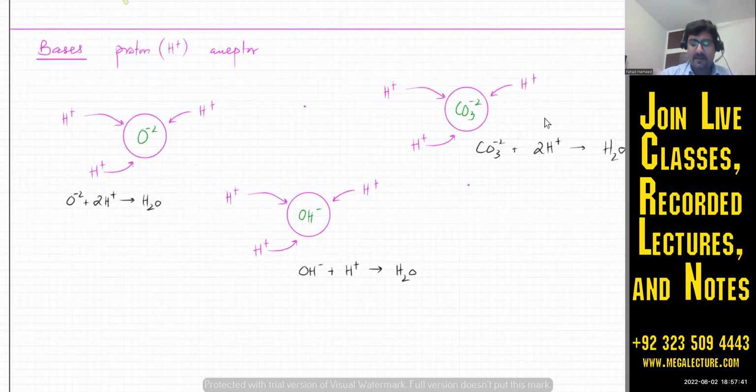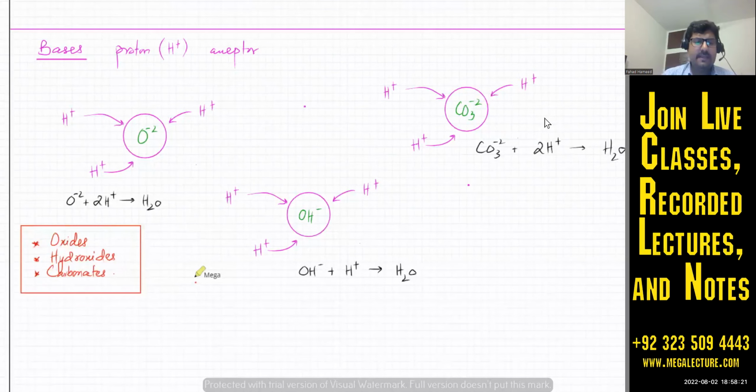Carbonate ions are also basic. Okay, so you did three bases. So what are your three bases? I'll just list them over here. So the three things that are basic are oxides and hydroxides and, so the last one is carbonates. Okay, you've got 3 types of bases.